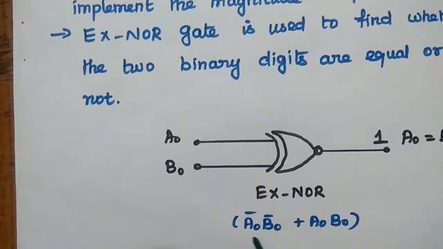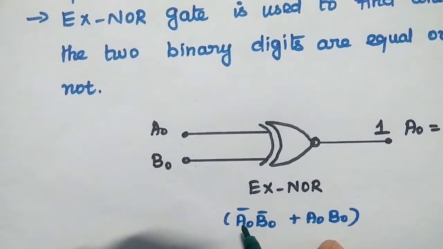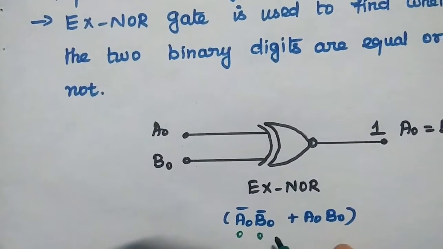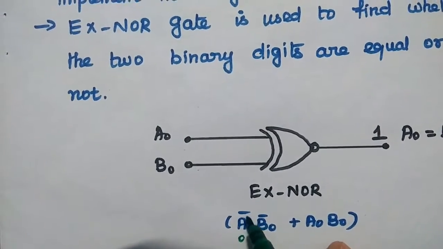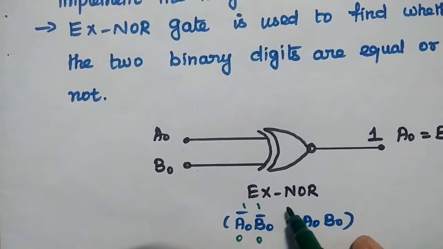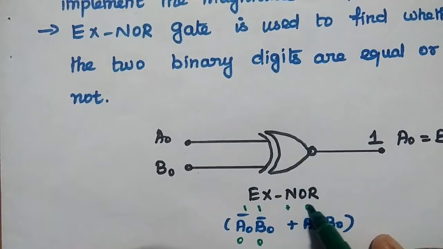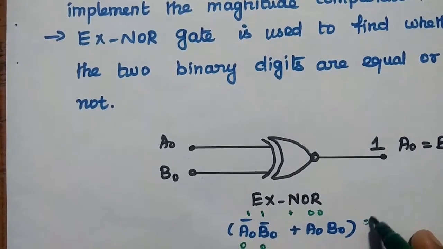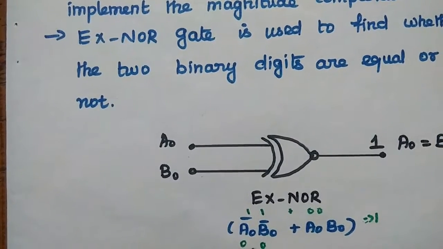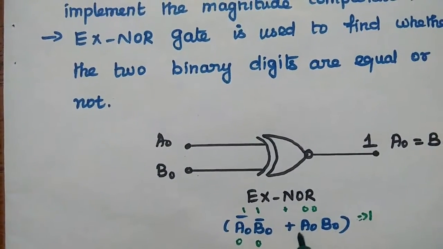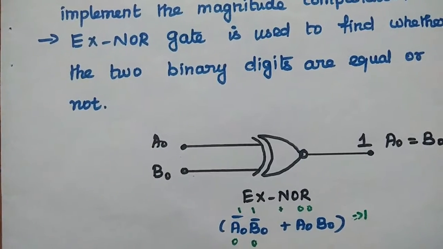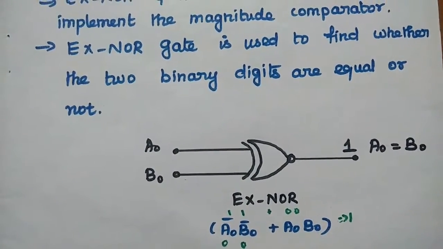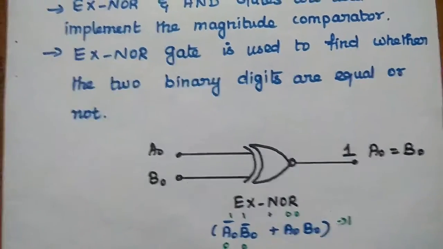Consider this case: if A naught is equal to 0 and B naught is equal to 0, then we can get the output like this. A naught bar is 1, B naught bar is 1. Here plus A naught is 0, B naught is 0. 1 into 1, 1 plus 0. 1 plus 0 is equal to what? 1. So whenever both the inputs are the same, then only we obtain the output as 1. So the XNOR gate is used to find whether the two binary digits are equal or not.